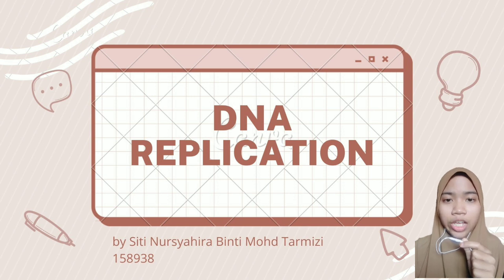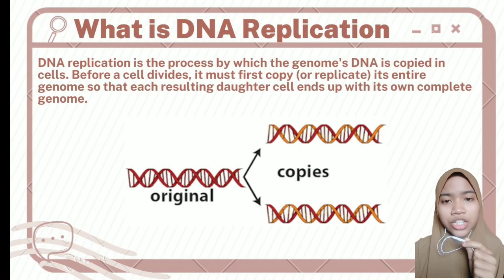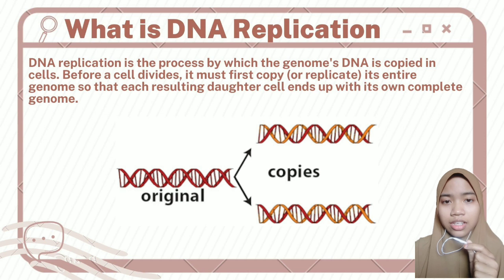In this video, I want to talk about DNA replication. What is DNA replication? DNA replication is the process by which the genome's DNA is copied in cells. Before a cell divides, it must first copy or replicate its entire genome so that each resulting daughter cell ends up with its own complete genome. This diagram shows the DNA replication where the DNA was copied and divided.